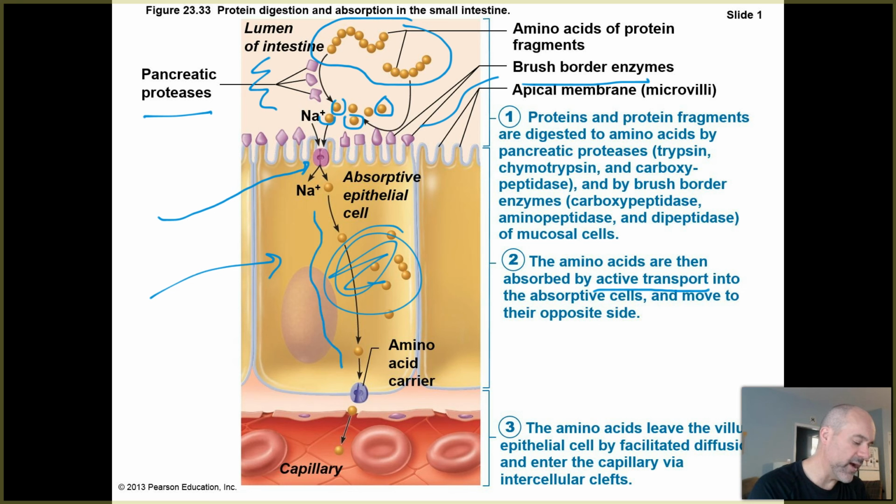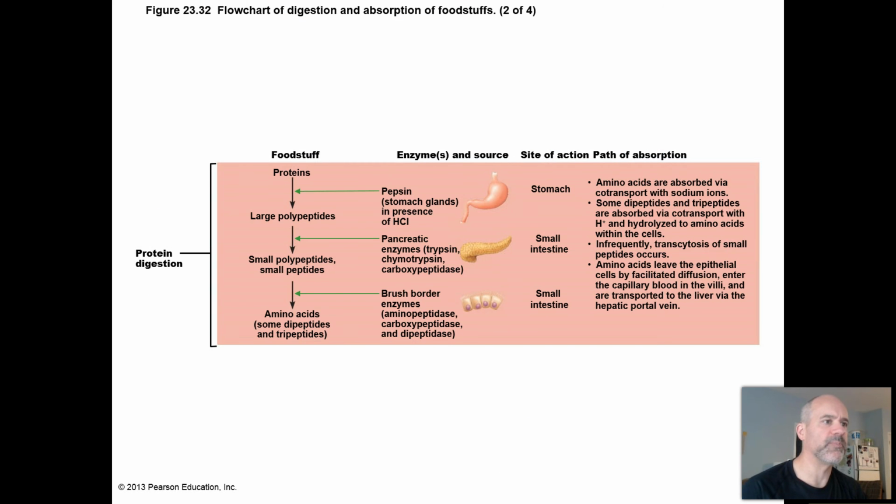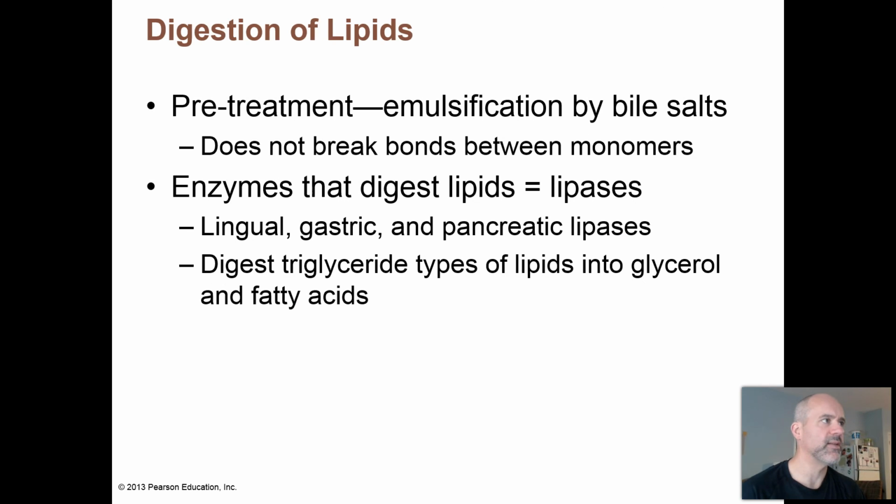And then the amino acids travel to the basal end of the cell, and you have membrane proteins there that transport those across, and then they move into the capillaries, like we were talking about with the carbohydrates. And then the capillaries flow through the blood. The amino acids will be carried to the liver through the hepatic portal circulation. And this is just a table from your textbook, which is providing an overview of what we've already been discussing.